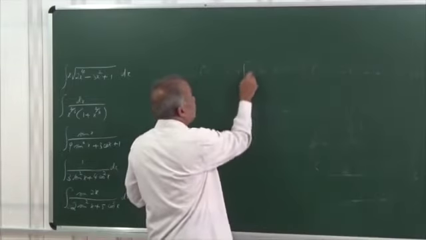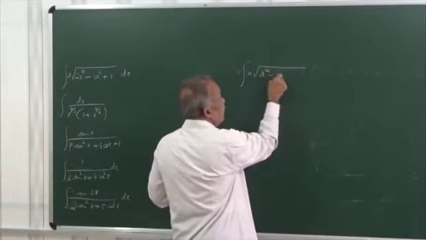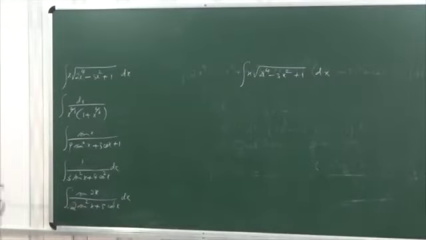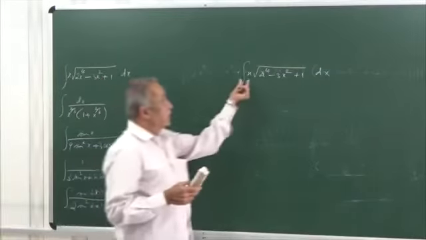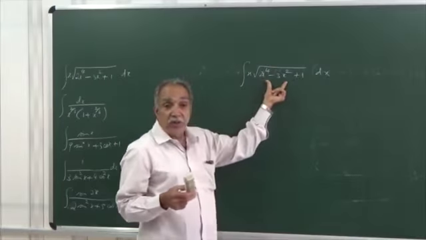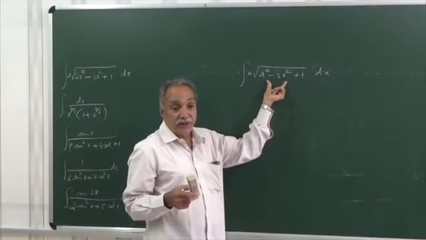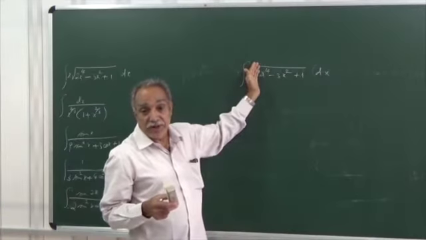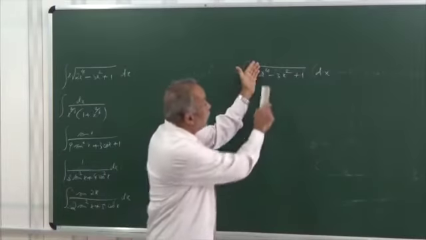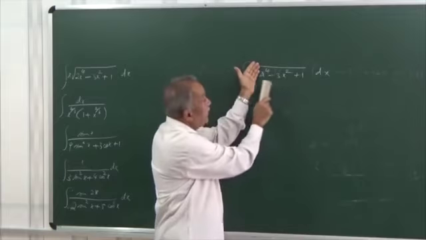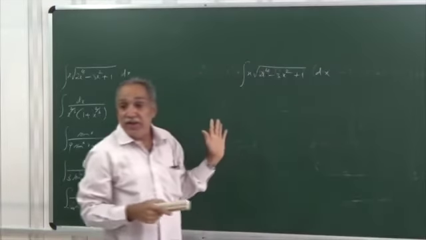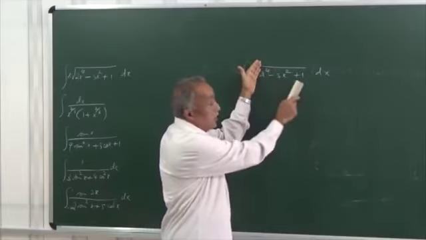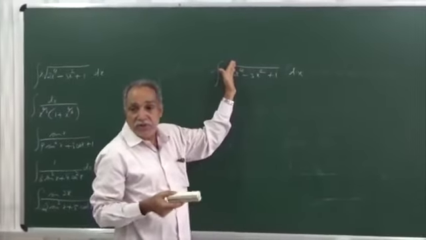Consider next the problem: x into root of 2x to the power 4 minus 3x square plus 1 dx. Again, I find the integrand composed of two parts. One part x, the simpler part. The other part, the more complicated part, root of 2x to the power 4 minus 3x square plus 1. This is a composite function, a function of 2x to the power 4 minus 3x square plus 1. But I cannot think of applying a substitution for this whole thing because the derivative of this will be 8x cube minus 6x. It is not appearing in the integrand as another part. So, the question of applying a substitution for this whole thing is rejected, is not possible.